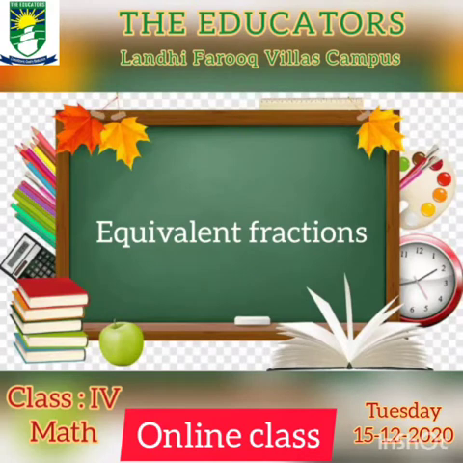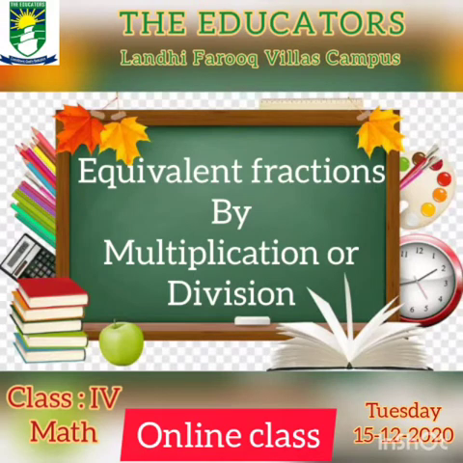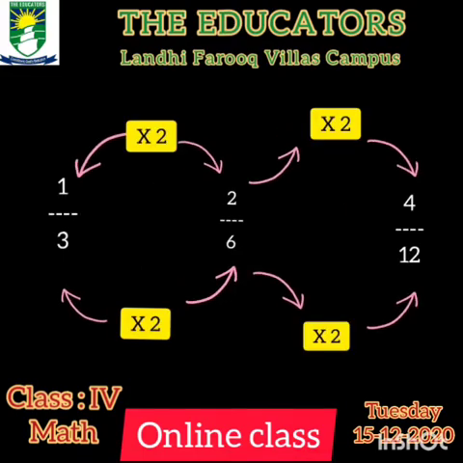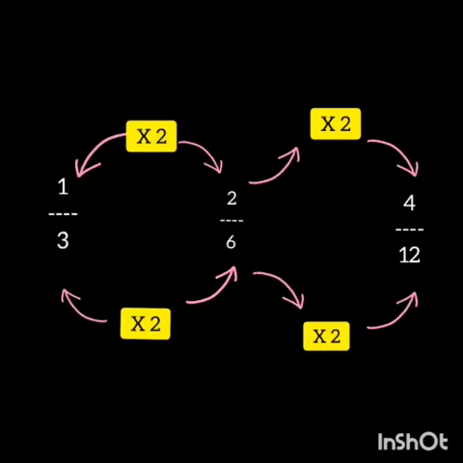Now students, the next topic is equivalent fractions, that is, how can we find the equivalent fractions. For equivalent fractions we need multiplication or division. Look at the figure in which 1/3 is multiplied by the same digit 2, right? 1 multiplied by 2 becomes 2, 3 multiplied by 2 becomes 6. The fraction is 2/6. If again we multiply 2/6 by the same digit, here we take 2 again, it becomes 4/12. So here 1/3, 2/6 and 4/12 are equivalent fractions.